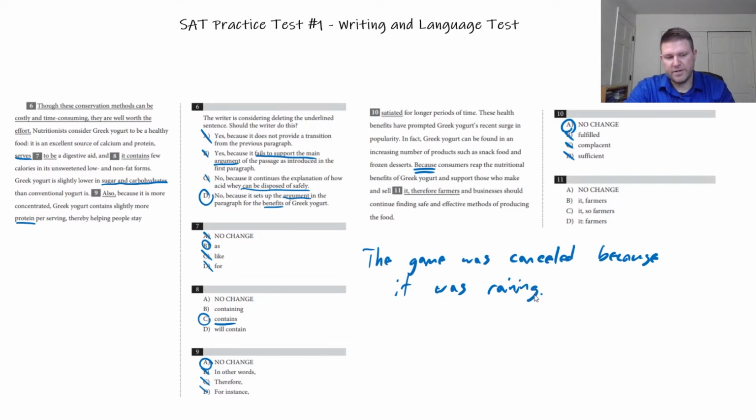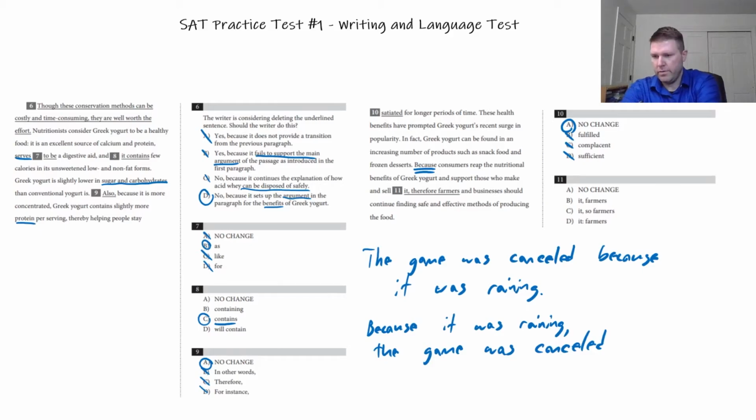You can actually start a sentence with because if you just flip these clauses. So you can say, because it was raining, the game was canceled. Notice how if I start the sentence with the because clause, it has to end in a comma right here. That's exactly what happens here. Because consumers reap the nutritional benefits of Greek yogurt and support those who make and sell it, farmers and businesses should continue finding safe and effective methods of producing the food.